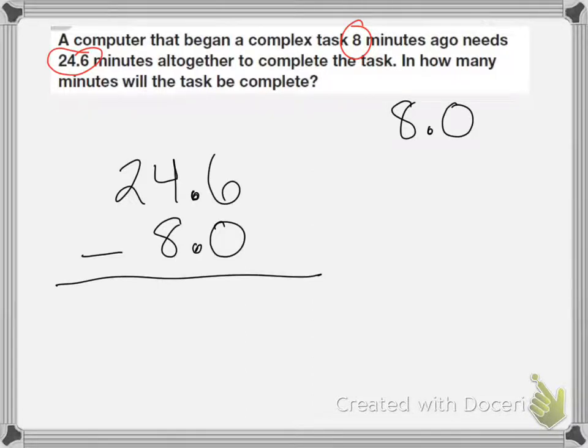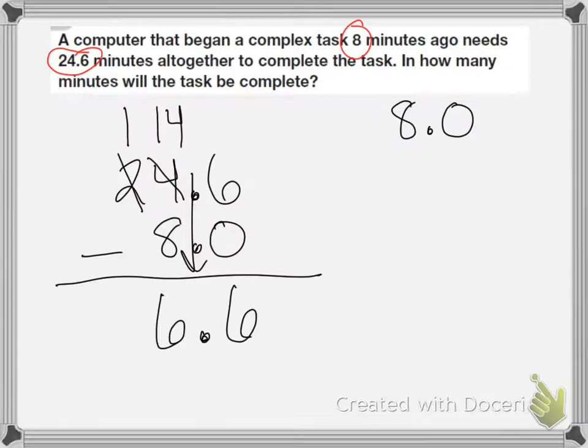So I'm going to subtract. 6 minus 0 is 6. Decimal comes straight down. I can't take 8 away from 4, so I'm going to borrow. 2 becomes a 1. 4 becomes a 14. 14 minus 8 is 6. 1 minus nothing is 1. So the computer still needs 16.6 minutes left before it will finish its task.